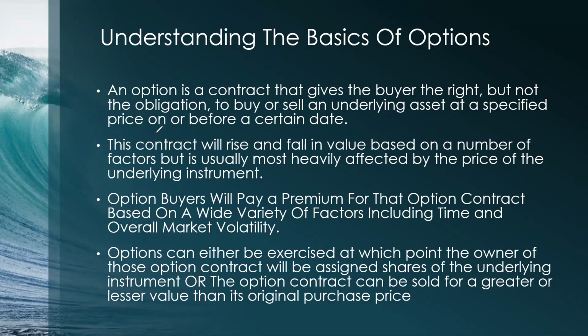Option buyers will pay a premium for that option contract based on, again, a wide variety of factors, including time and the overall market conditions, the volatility of the overall market. Options can either be exercised, at which point the owner of those contracts will be assigned the shares of the underlying instrument, or the option contract can be sold for a greater or lesser value than the original purchase price.